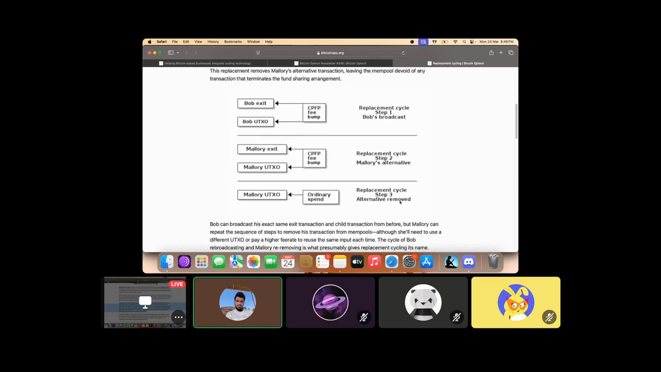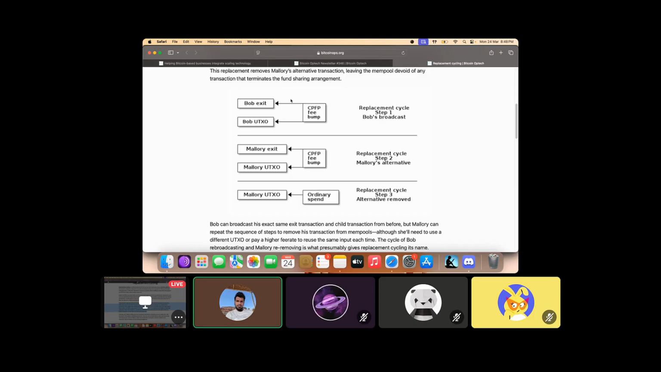This is step three, a completely unrelated transaction. However, this UTXO that Mallory is broadcasting shares its inputs with this one, the child, right? What will happen now? There is a child in the mempool and this transaction is trying to enter the mempool. Again, we have a conflicting transaction.